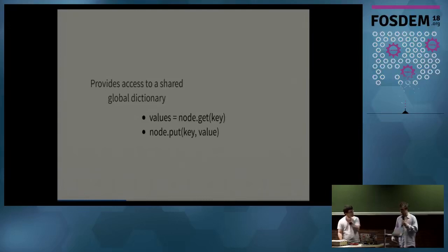So the DHT from the user perspective provides access, as I mentioned, to a shared global dictionary. It's key-value pairs, actually. You can have multiple values for the same key, so the structure is a multi-map. Like every map, there are 2 very basic operations you can do on it. You can retrieve values for a given key, or you can store a new value for a given key. These are the get and put operations.